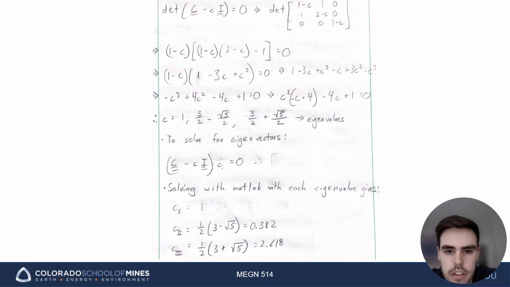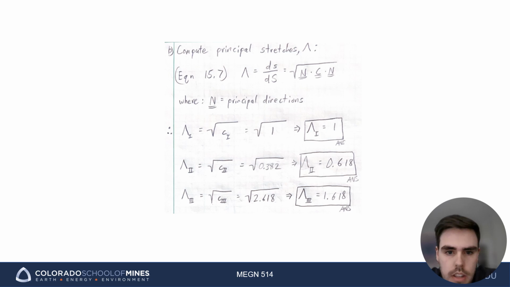We take the determinant of that matrix C, and from that determinant we can solve for the eigenvalues. Finally, given the principal stretch and its definition, we can calculate from those eigenvalues the principal stretches in each of the three directions in a 3D system.